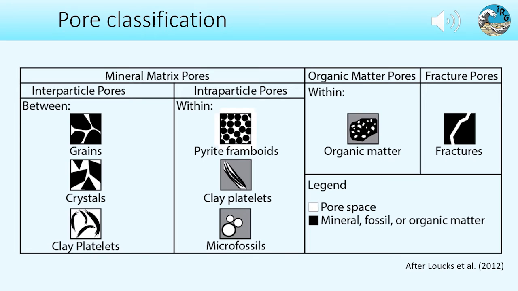Organic matter pores are a second pore type. These can be present in the original structure of organic matter or can form later because of processes like thermal maturation or desiccation. And finally, if uncemented, fractures are considered to be a third pore type.